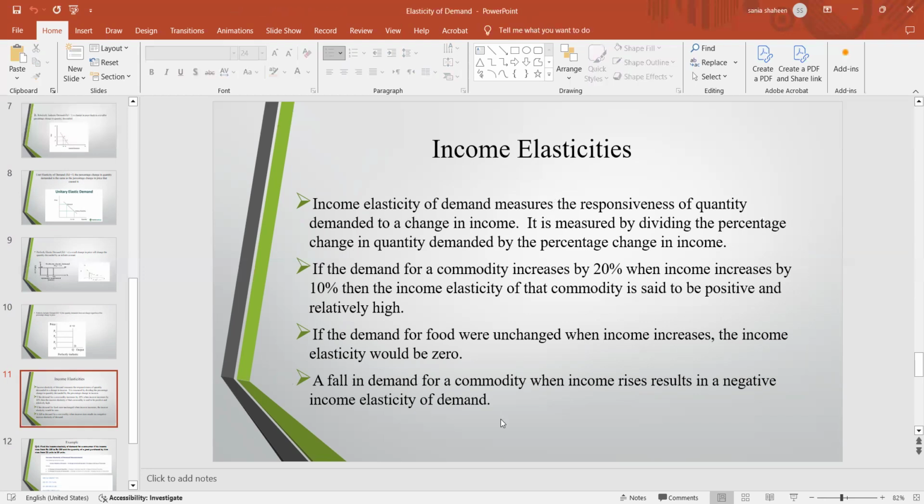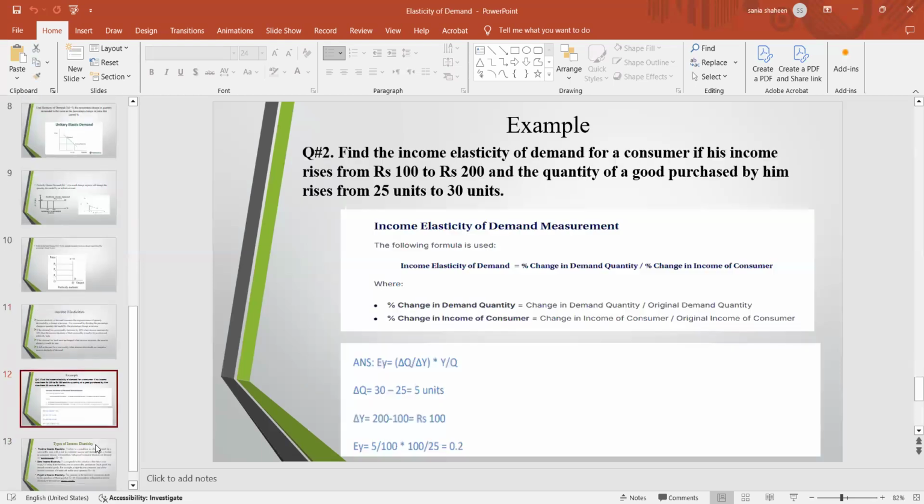And similarly, a fall in the demand for the commodity when income rises results in a negative income elasticity of demand. This would be the case of inferior goods, because when people's income increases, they want to buy more quality products as compared to the inferior product. So how can we calculate the income elasticity of demand?